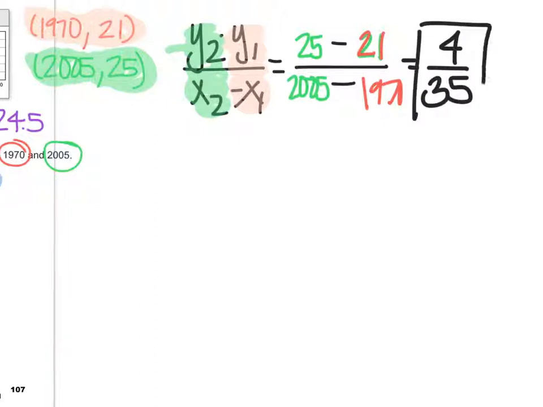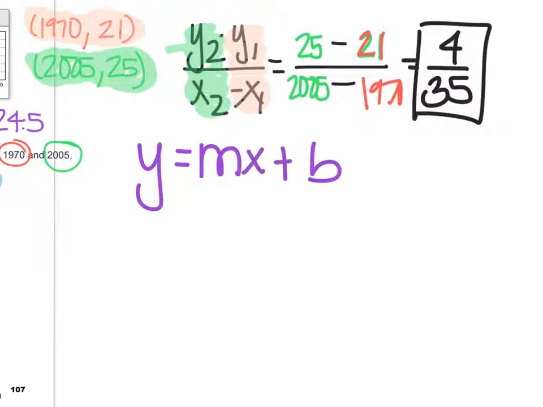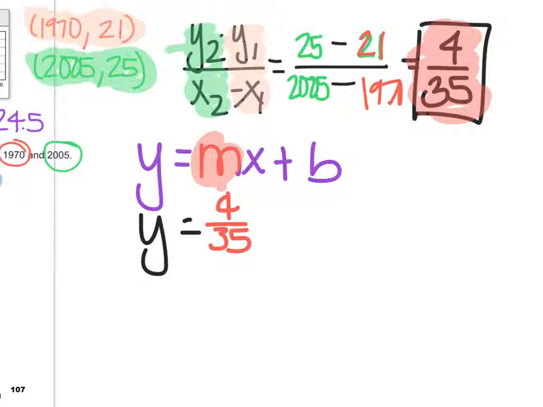So my slope would be 4 over 35. So remember, my equation was y equals mx plus b. I have my slope now. I know that my slope here, my m value, is 4 over 35. And I need to pick a point for x and y, since I don't have my y-intercept. So I'm going to rewrite this as y equals 4 over 35 x plus b.